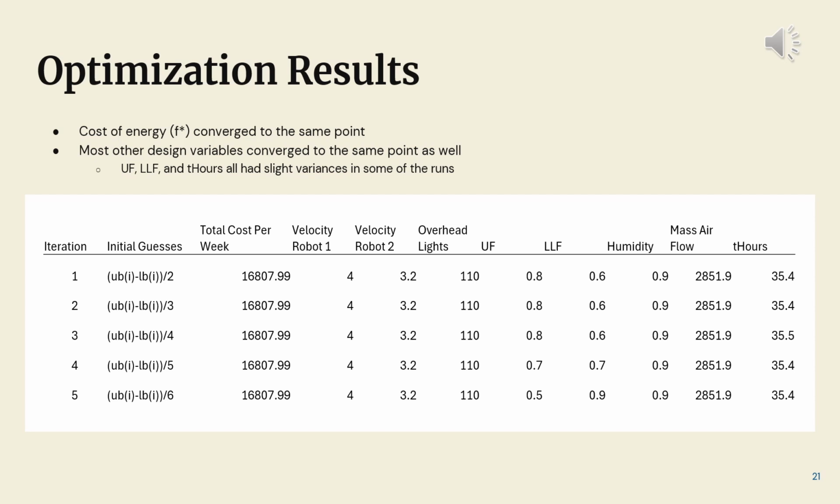In terms of our results for the overall optimization of our system, we found that the cost of energy, or F star, did converge, although the value was a little bit higher than expected. Most of the other design variables did also converge to the same point. However, there were a couple variances in terms of our utilization factor, light loss factor, and the number of hours that our factory would be up each week.